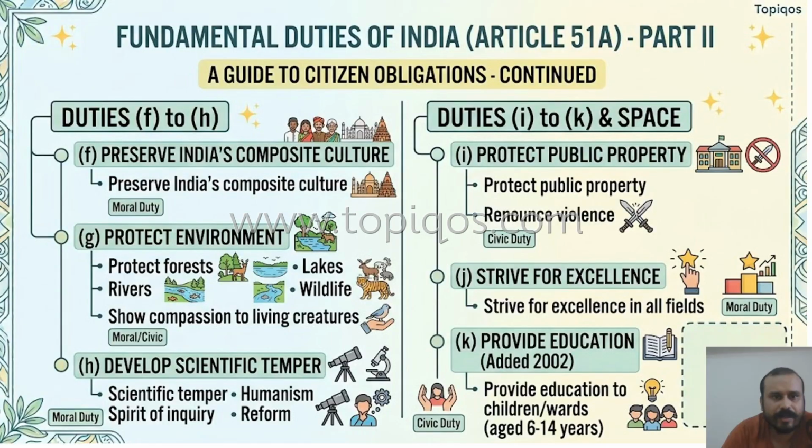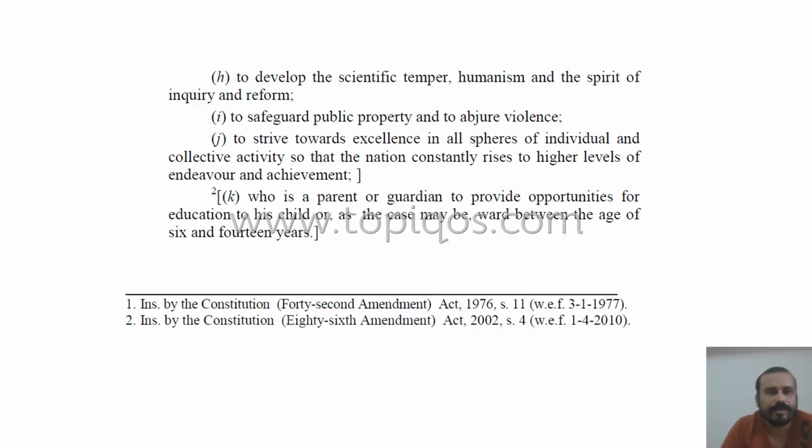We have G, and last, still to have scientific temper, humanism, and the spirit of inquiry. Yeah, so this is important. There's nothing much to read in this, so I'll just read it wherever I find it important and explain it. To safeguard public property and to abjure violence. It is mentioned.